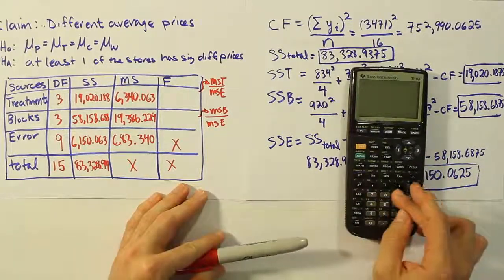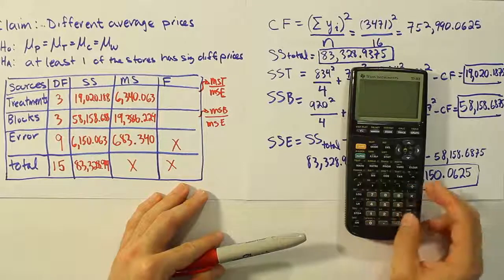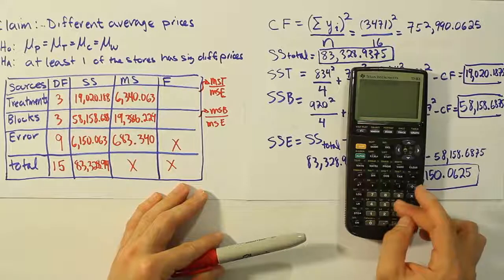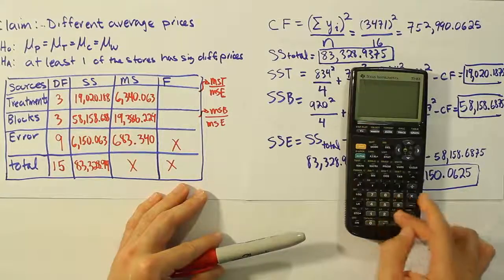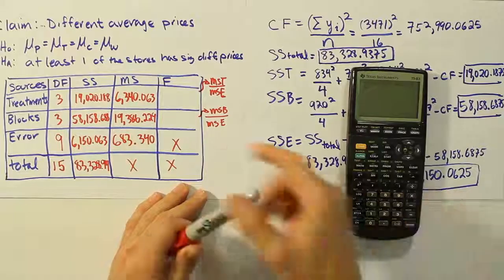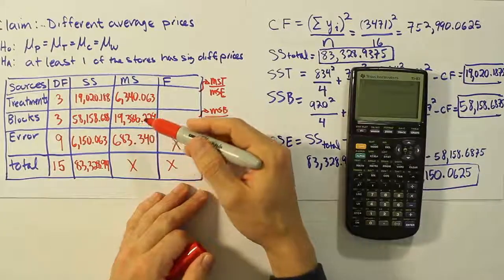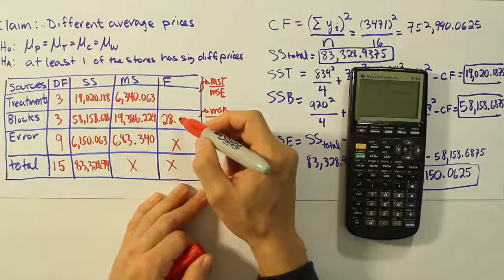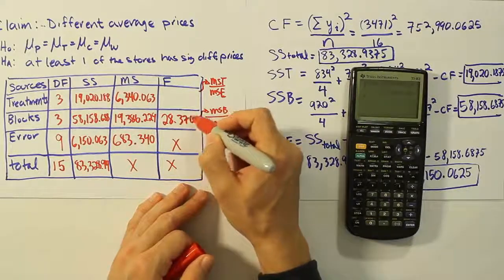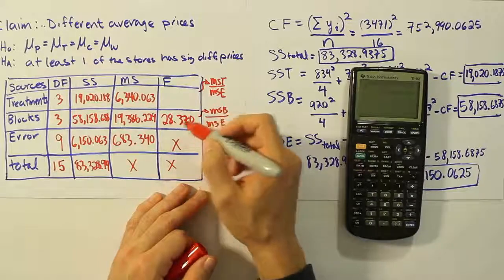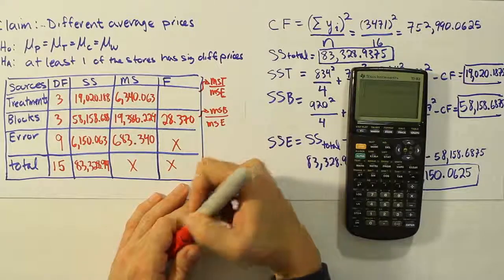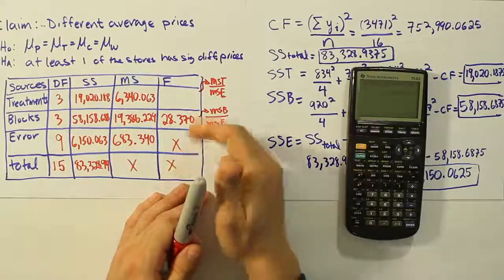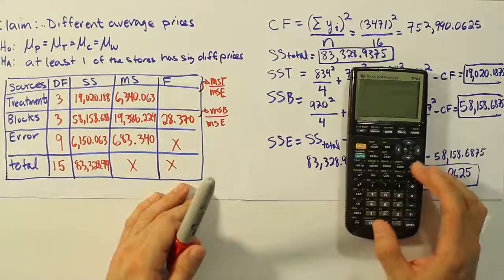So 19,386.229 divided by 683.340. So we do this one, the 683 into the 19,000, we get the answer 28.370. So it looks like that's probably going to be significant. So the blocks look significant, so probably we would find that in the rejection region, which means that it was a good idea to separate the families out and block out their differences, because they do have some differences there.